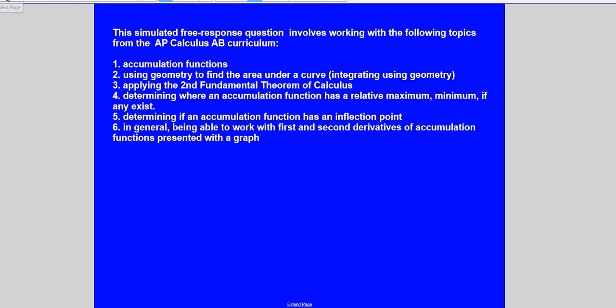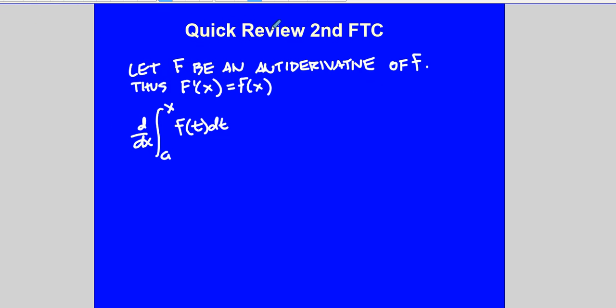Let's move on. First we'll do a couple quick reviews before we get started on this question. Let's assume big F is an antiderivative of little f. Thus, capital F prime of x will equal f of x. We're going to quickly derive the second fundamental theorem of calculus here. So the derivative with respect to x of the integral from a to x of f of t dt is going to equal... okay, and dt is called a dummy variable.